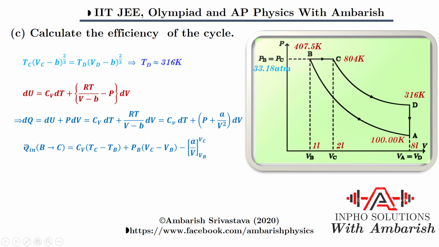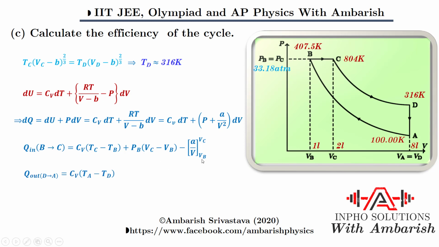So we just integrate this right hand side equation, and if you integrate this, this is what you get: Cv (Tc minus Tb) plus Pb into (Vc minus Vb), and the integral of a by V square is minus a by V, so we need to put in the limits Vc and Vb, which I have put. Just substituting all these terms, pressures, temperatures and volumes, we get the value of Q input.